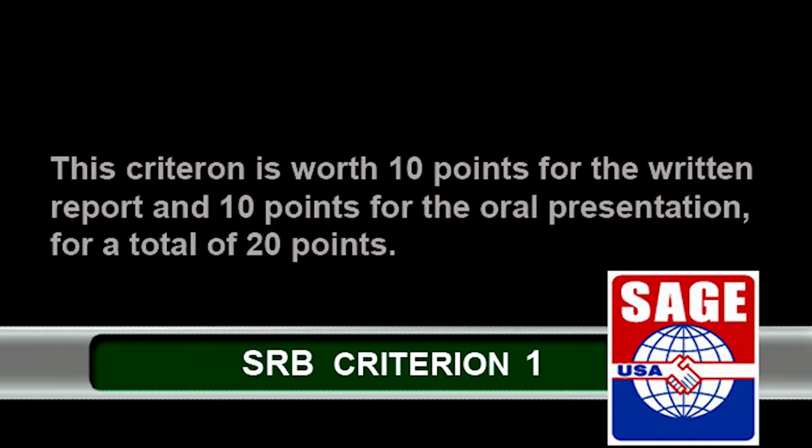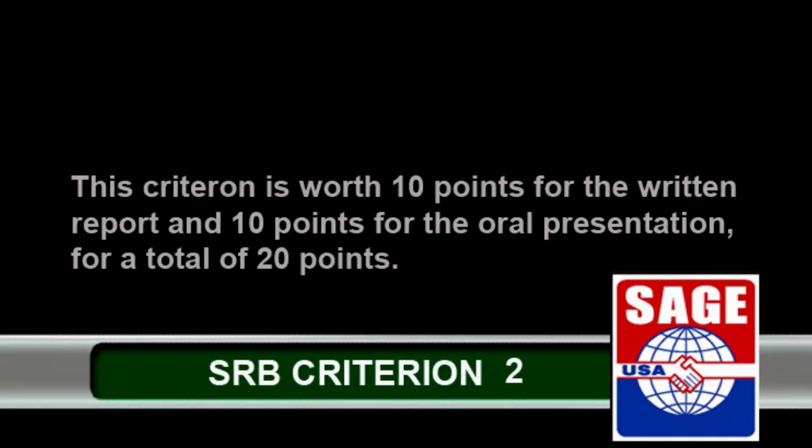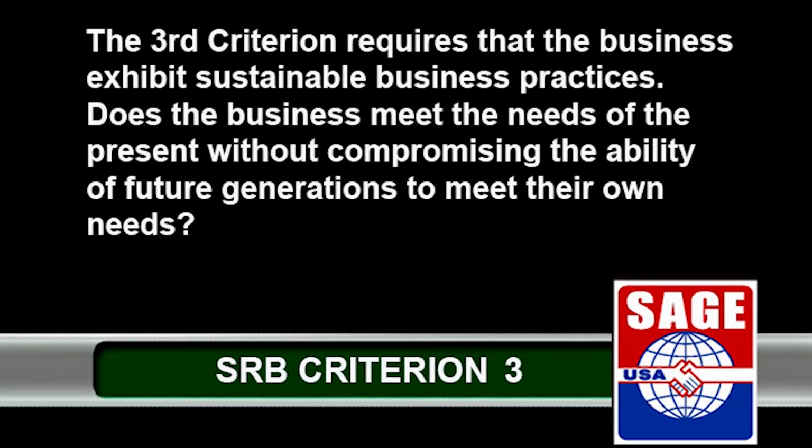total of 20 points. The second criterion is, what is the amount of profit for the business? Has it achieved profitability through earned income? Or has it defined a believable path toward profitability? This criterion is worth 10 points for the written report and 10 points for the oral presentation, a total of 20 points. The third criterion requires that business exhibit sustainable business practices.